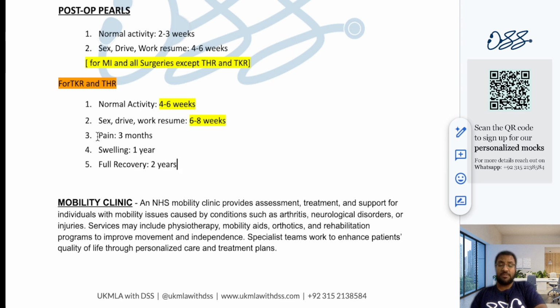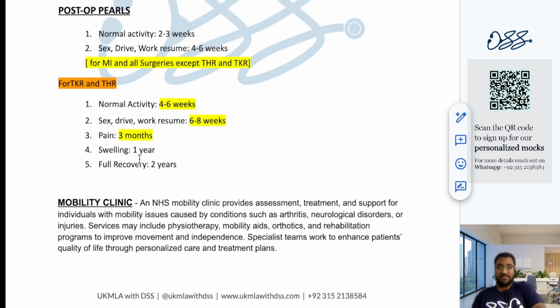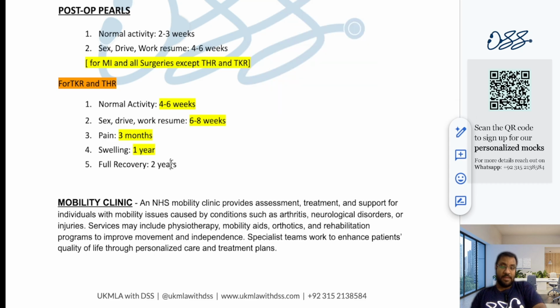Then the patient may throw some concern that, doctor, how many days will I be in pain, and when will my pain go away. So the pain remains there for 3 months. You need to say that the pain is going to be there for 3 to 4 months. Then they're going to say, doctor, how long will the swelling be there. So the swelling would be there for at least 12 months, or you can say at least a year. Then they may ask, doctor, when can we fully recover from this. So full recovery may take up to 2 to 3 years as well.